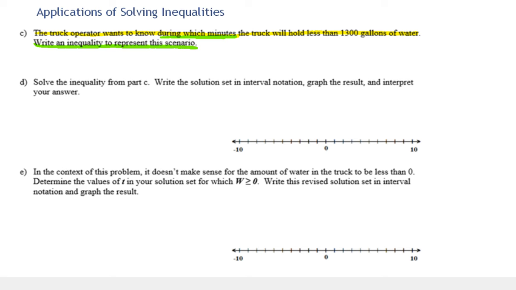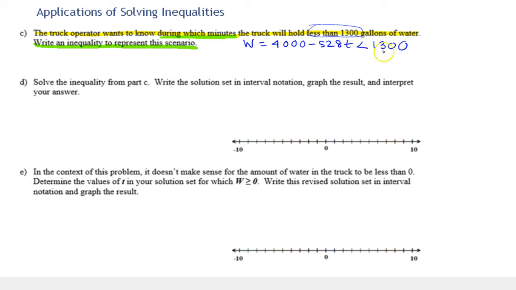Okay, so let's look at our equation. So we made an equation, not an inequality, that said the amount of water in the truck is equal to 4,000 gallons minus 528 gallons per minute times the number of minutes the sprayer has been on. Okay. So this is an equation. Now we want an inequality that shows us when this water, which equals this expression, will be less than 1,300 gallons of water. So I'm going to put less than 1,300.